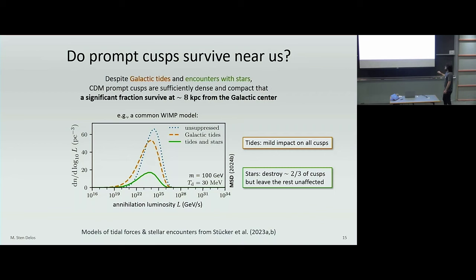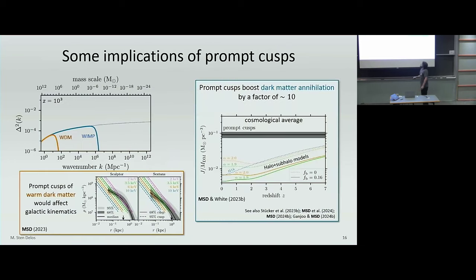This is all based on the excellent modeling of stellar forces, tidal forces and stellar encounters by Jens Stucker. Okay, so I've looked at some implications of prompt cusps. For WIMP dark matter, the annihilation rate overall throughout the universe is boosted by a factor of about 10 compared to previous estimates. Here's a picture of what is essentially the annihilation rate per mass of dark matter as a function of redshift. So we can look at the prompt cusp prediction and compare it to previous halo and subhalo models.